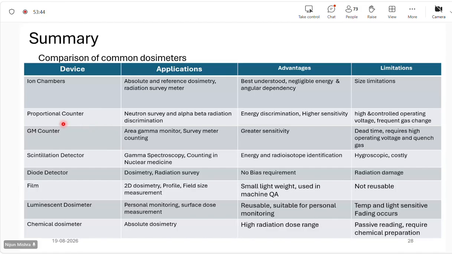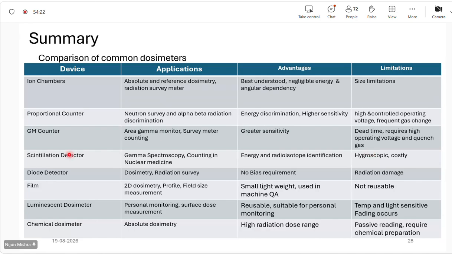Proportional counter is mainly used in neutron survey and alpha beta radiation discrimination. Advantages are energy discrimination and higher sensitivity. Limitations are high and controlled operating voltage, and we encounter the frequent gas change problem in the proportional counter. Similarly, the GM counter is mainly used in area gamma monitors, survey meters, and counting systems. It has greater sensitivity than the ion chamber and proportional counter. It has the issue of dead time, and requires high operating voltage and quench gases.